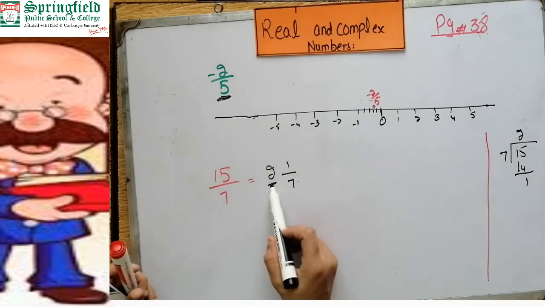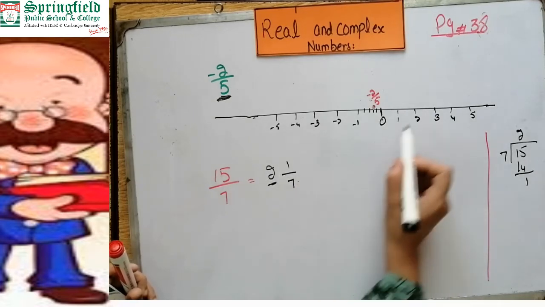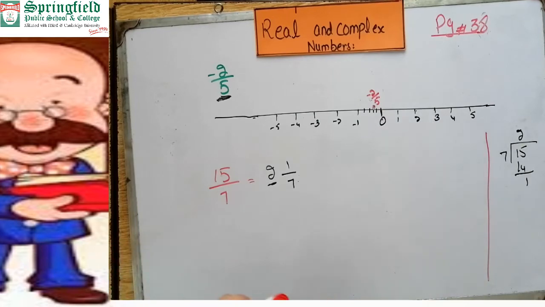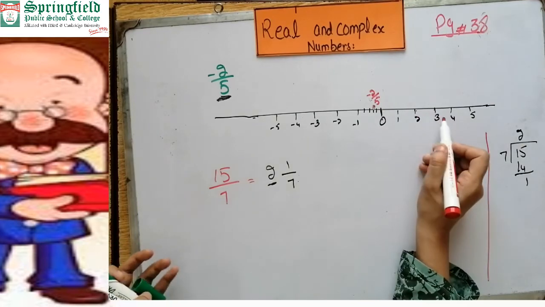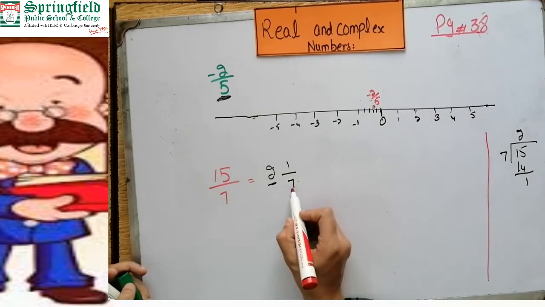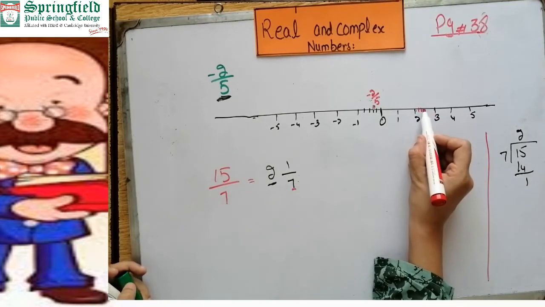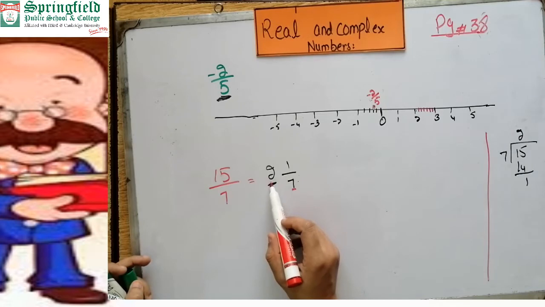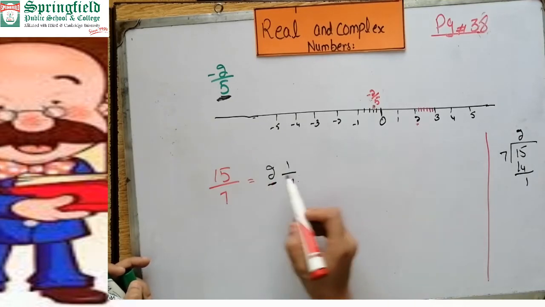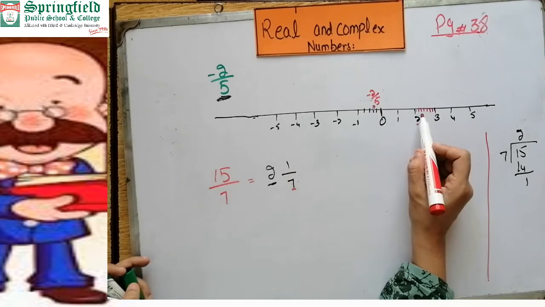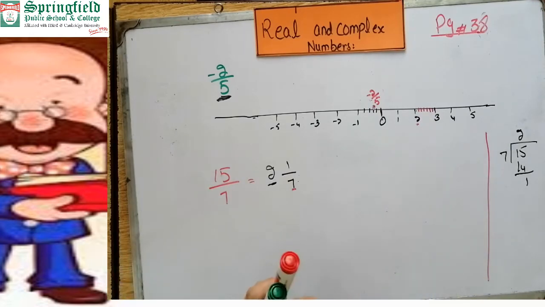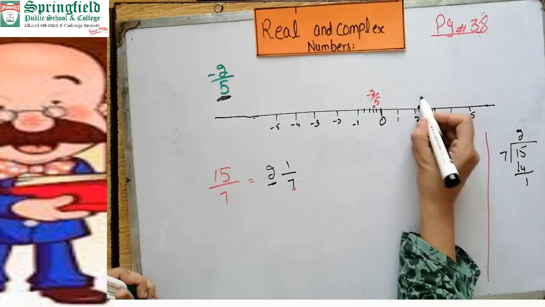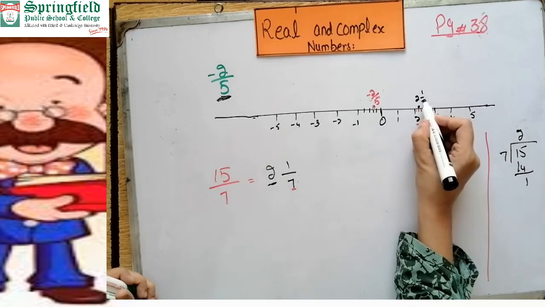Fine. 2 whole means this is a positive number, and we will start from 2. 2 whole and 1 by 7 means between 2 and 3, how many lines will we draw? 7. 1, 2, 3, 4, 5, 6 and 7. So we will start from 2, and for the 1 by 7, we will count lines. So 2 and 1 by 7 will come here.